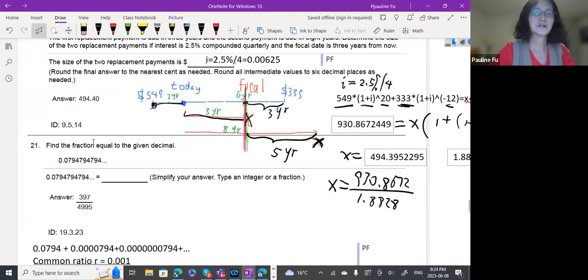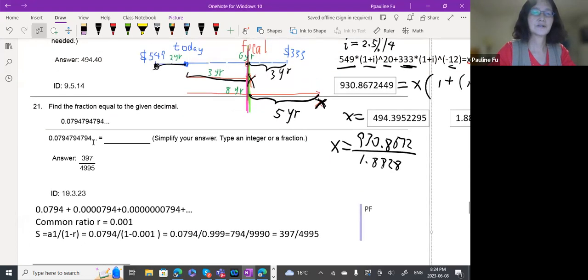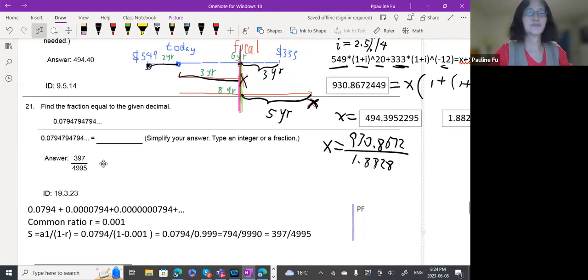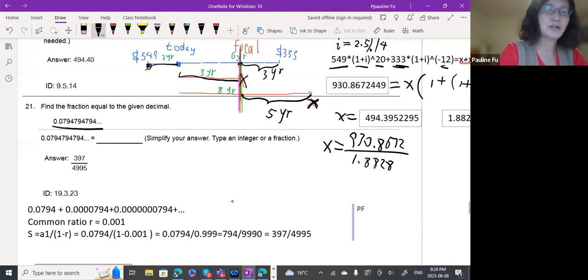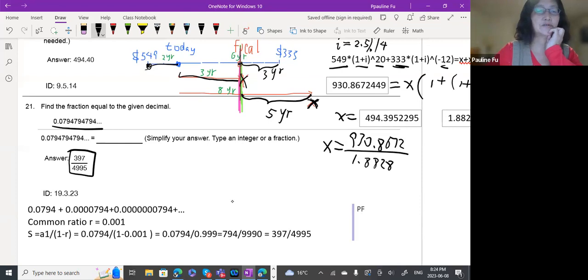All right. Last question, Question 21. This question does not belong to interest, but it appeared here, so we just solve it. Find the fraction equal to the given decimal. So this is the decimal. We are asked to write down a fraction. So this is the answer. How do we get from here to here? Change decimal to fraction.